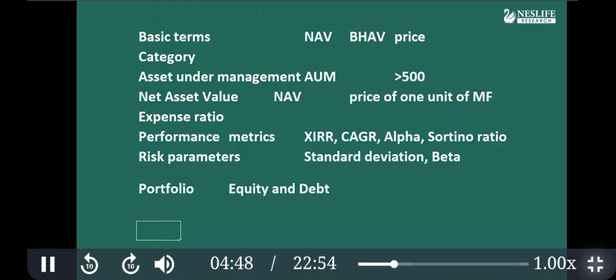These are a few terms which will be used, and details will be explained in a separate video about performance metrics. Once you buy mutual funds, you have to measure their performance. How do you know whether a mutual fund is performing well or not? There are some metrics: extended internal rate of return, compound annual growth rate, the concept of alpha, and the Sortino ratio. These represent performance. A detailed discussion will come later, because this is just an introduction. I'm just giving you some names so that you become acclimatized to the words used.